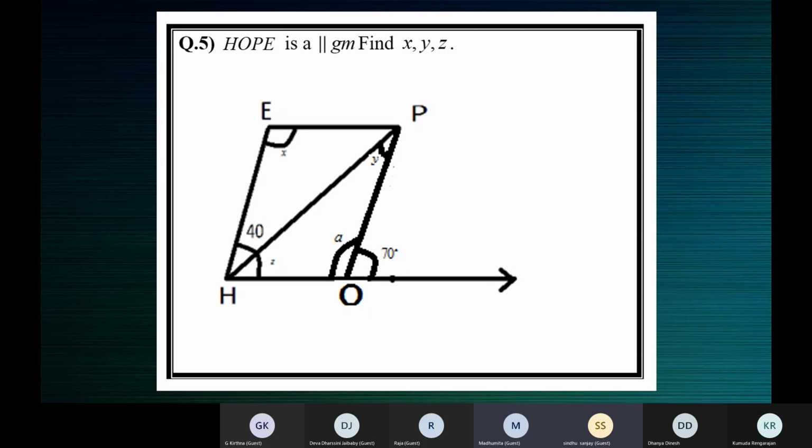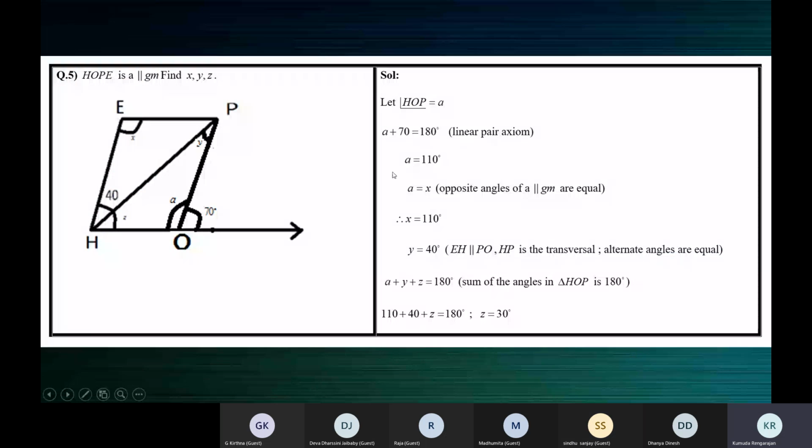Ma'am, we must first find A to find X. Yes, we have to find A. So we mark that. Can you see it here? Let angle HOP be equal to A.